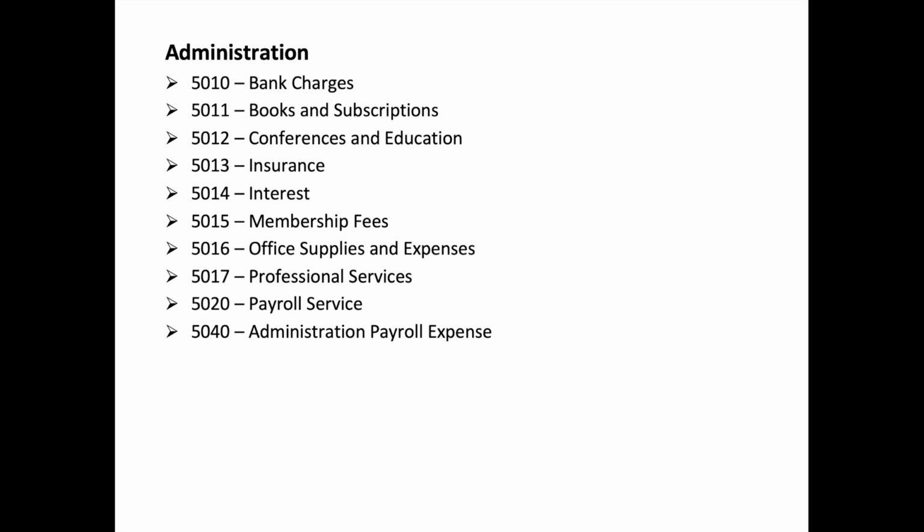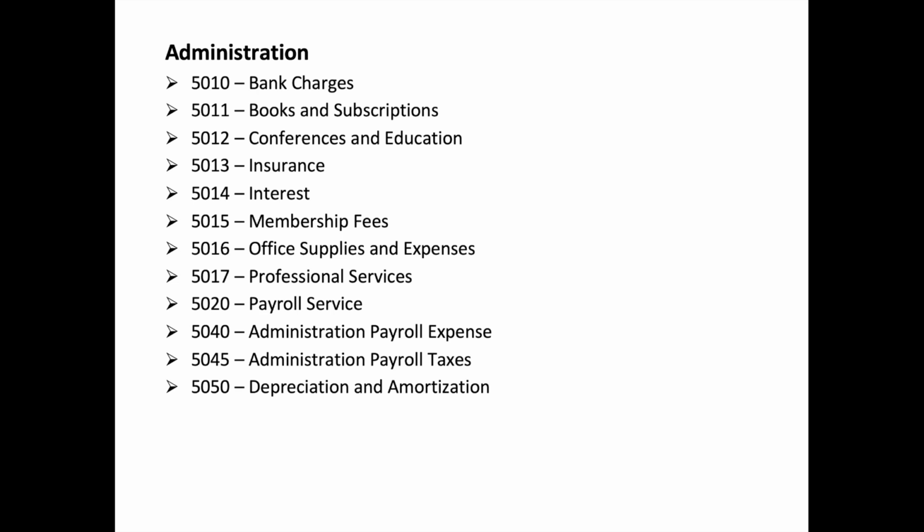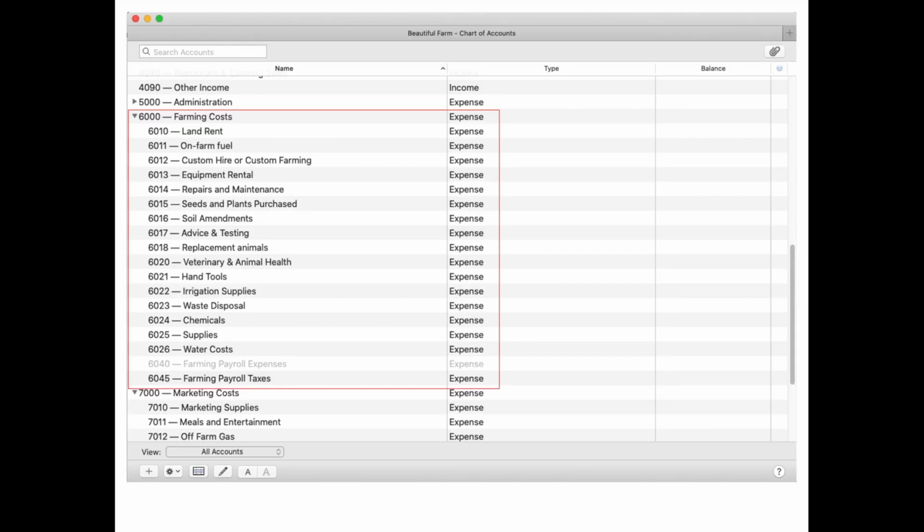Administrative payroll is an account in which you track your payroll expenses for your administrative or office staff, like your on-staff bookkeeper or your office manager. Administrative payroll taxes is for payroll taxes paid for the administrative staff mentioned above. Depreciation and amortization is to track the yearly depreciation expenses allowed on capital assets.